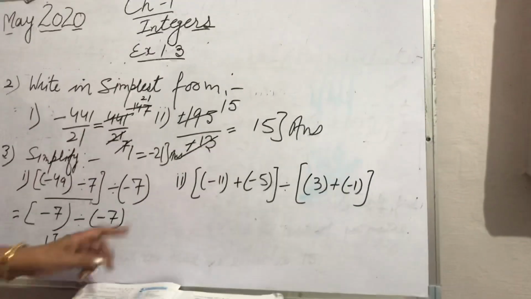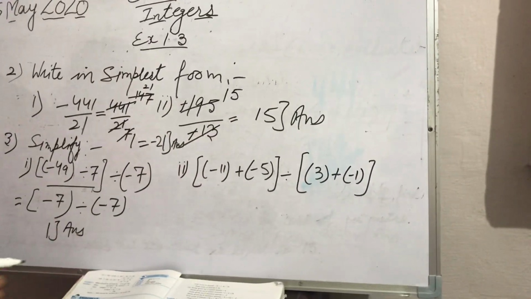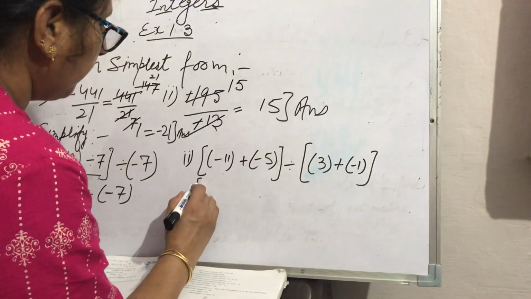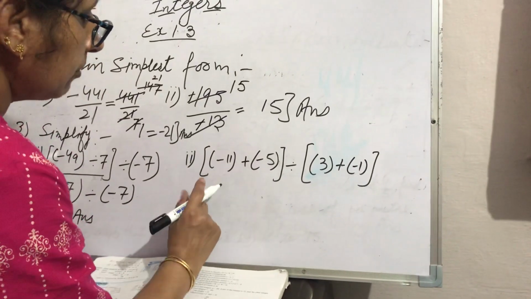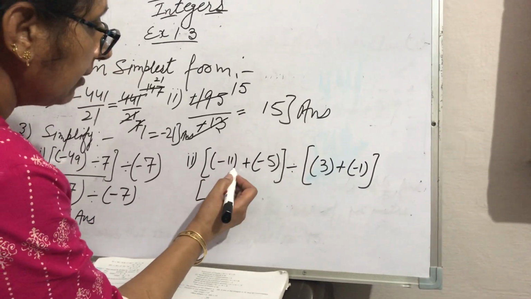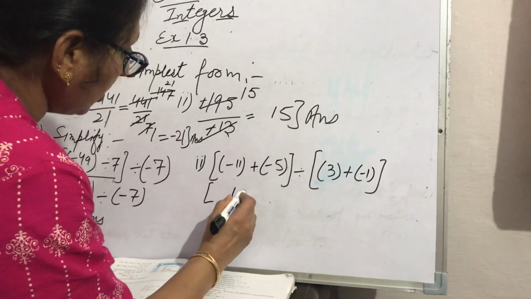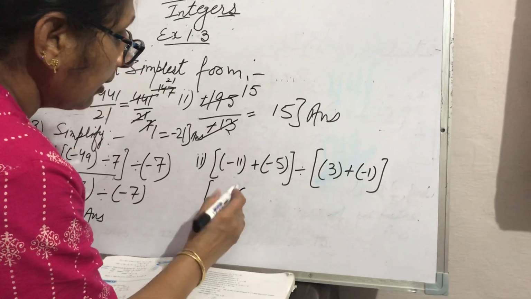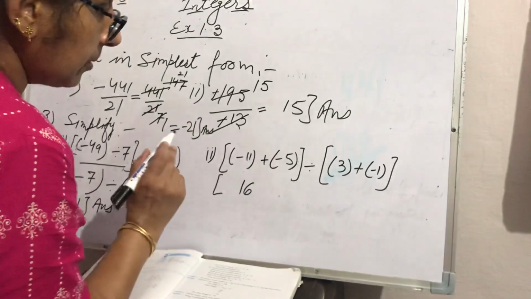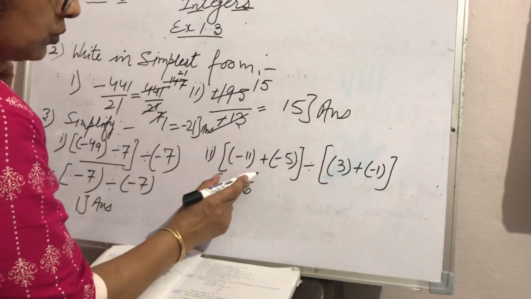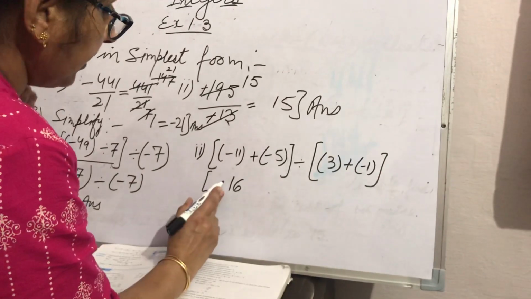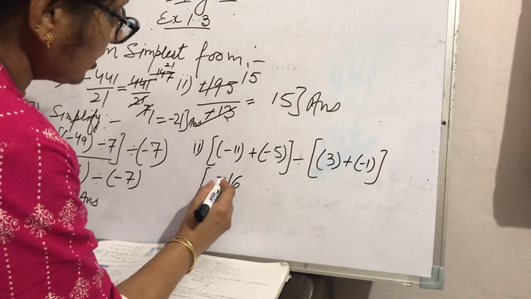So positive 1 is the answer of this question. Then second part of the same question, minus 11 plus minus 5. So again we'll solve inside the bracket. Minus 11 minus 5, same signs are there, so we add them. 16. Now we are doing add. So for adding or subtraction, we'll use the sign of the bigger number. So bigger number is 11, so negative 16.